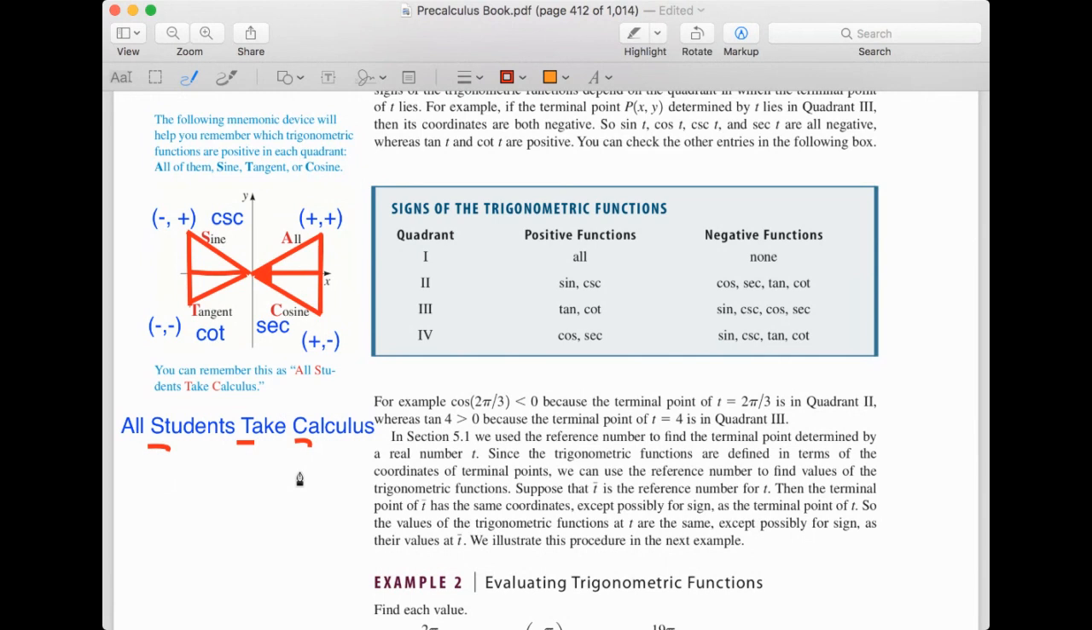All right, any questions? Okay, so that's here, right? That's all here. That's this table. So use a picture to convince yourself, and use this phrase, All Students Take Calculus, to help you remember the value being positive or negative.